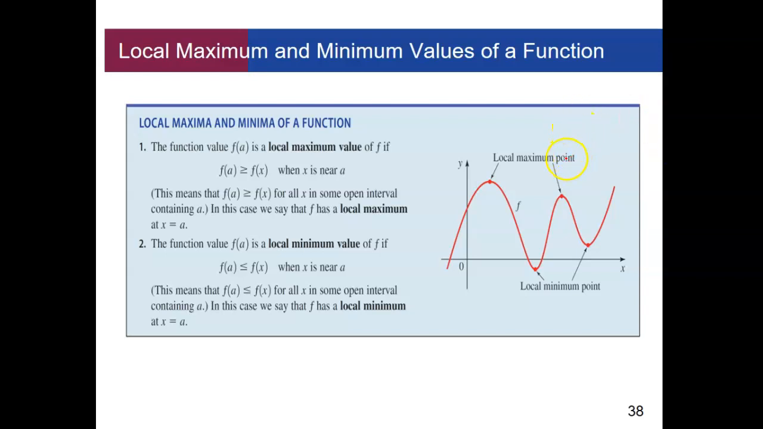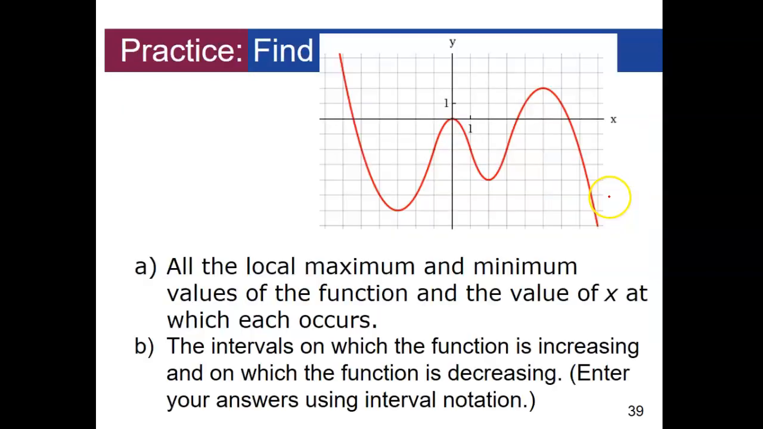I wanted to mention local maximums and minimums. We've talked a little bit about this earlier. On a graph like this, where you've got these arrows going in each direction, we're not going to be able to find an absolute maximum or absolute minimum because they go on forever in each direction. So what we'll find are what are called local maximums, and that just means in a given region, that's the largest value there. So this one would have 2 local maximums and 2 local minimums on that graph. All the local maximum and minimum values of the function, and the value of x at which each occurs, is what we're looking for here.